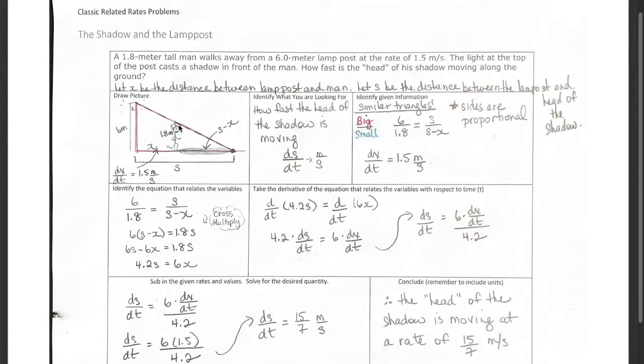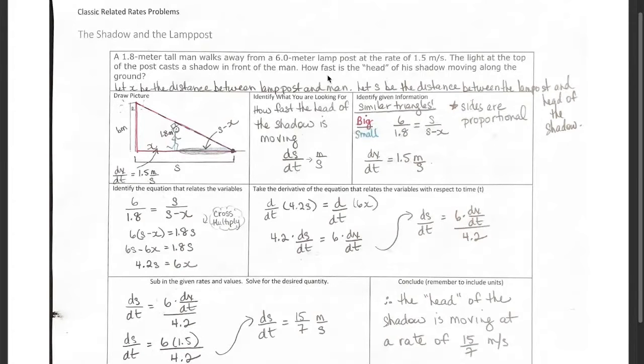The man is 1.8 meters, and there are rays of light casting downwards on an angle and creating a shadow in front of the man as he walks away from the pole. So right here, this point is the head of the shadow, and we want to know how fast that point is moving along the ground as the man walks away from the lamppost. Okay, so what do we know here? We know that this side right here is 6. We know that this height right here is 1.8.